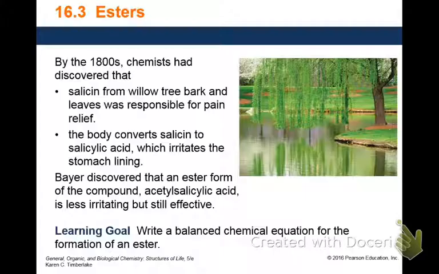I went ahead and left this slide in here. I think it's interesting. So salicin is an ester, and it comes from willow tree bark. The most interesting thing to me is that salicin, when your body gets it, gets converted to salicylic acid, and that relieves pain. Salicylic acid is what we get when we take aspirin. We take acetylsalicylic acid. So aspirin reduces fever, pain, inflammation, swelling.